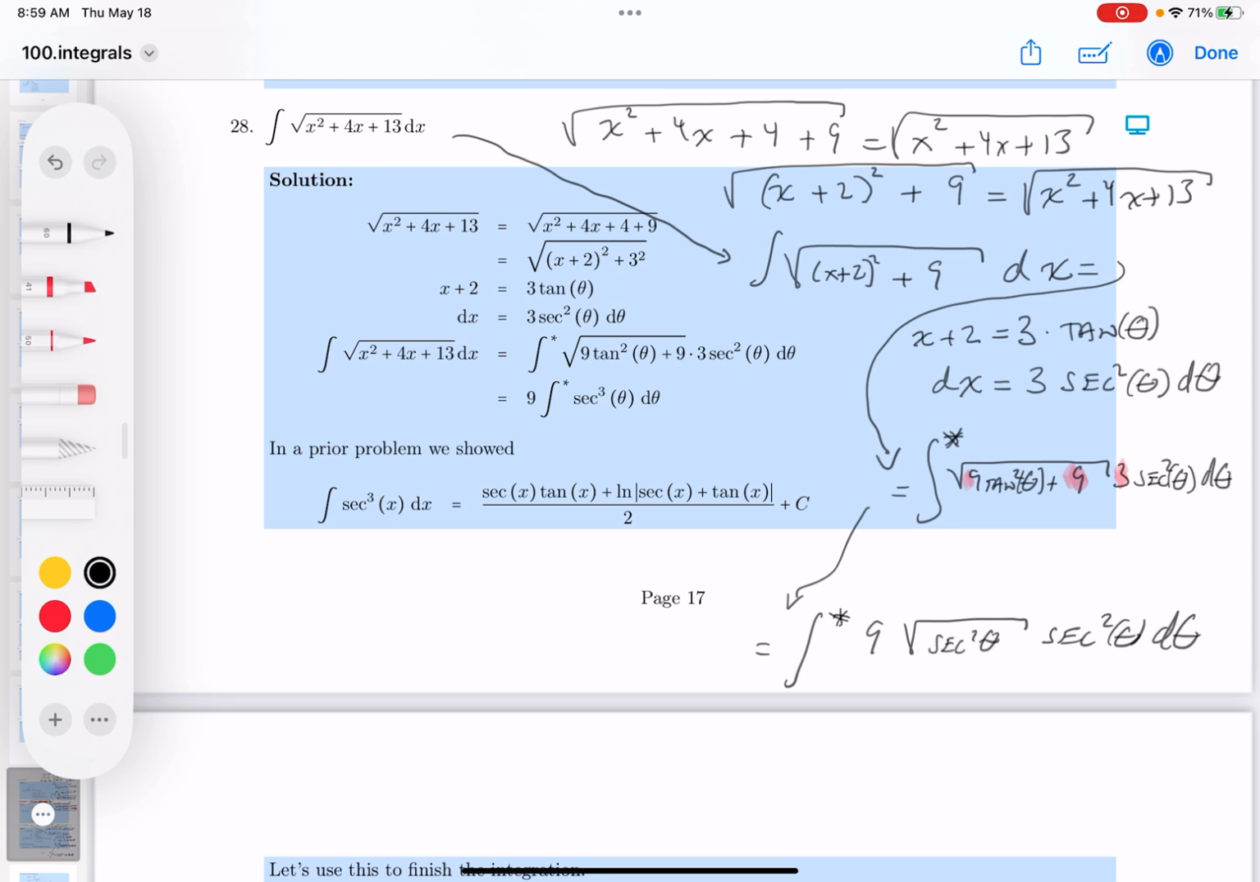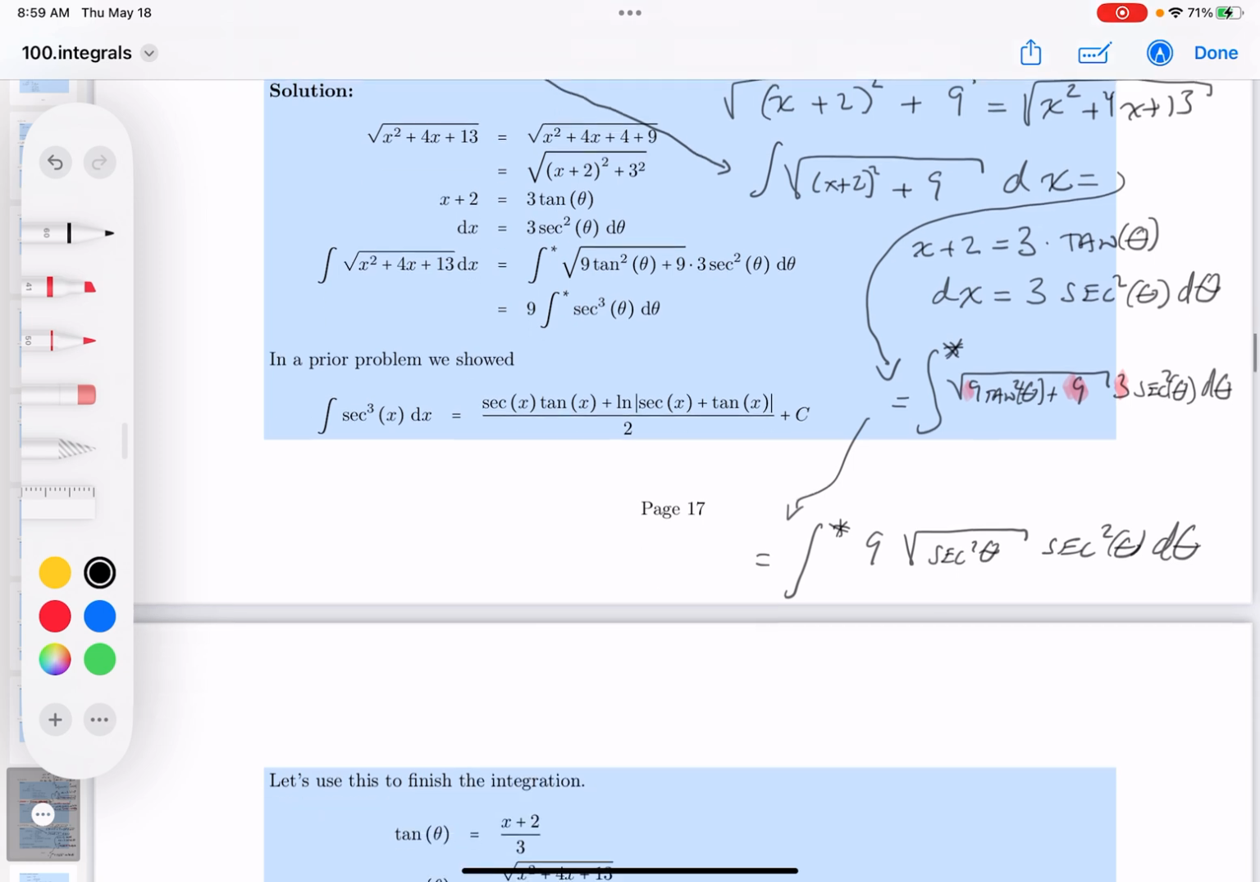Now, the invertible region that we pick for this, for the tangent, is between minus pi over 2 and pi over 2, and the secant is certainly positive in that interval, so I'm not worried about absolute value at this point. So I think I can take care of this pretty quickly. And what do you get? Let's set that down, star. You still get 9. The square root is secant squared in the interval of secant, so I get secant cubed.